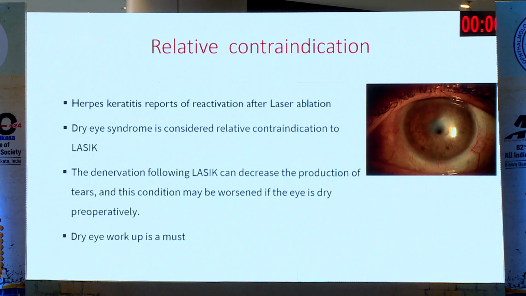Herpes cases, many times we get patients with these herpes scars. It's very tempting to do the refractive surgery, but there are many case reports which tell that it can reactivate the herpes in the post-operative period. So better not to go for refractive surgery, go for the lens-based procedures.